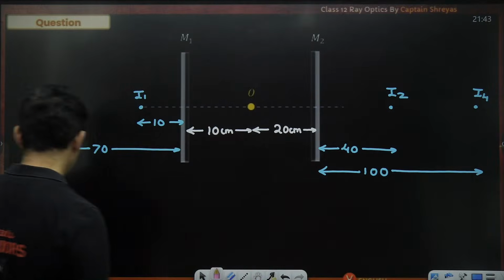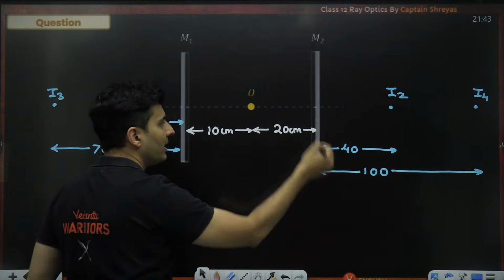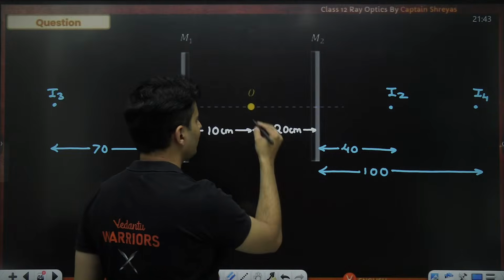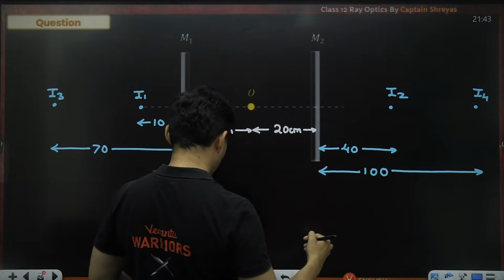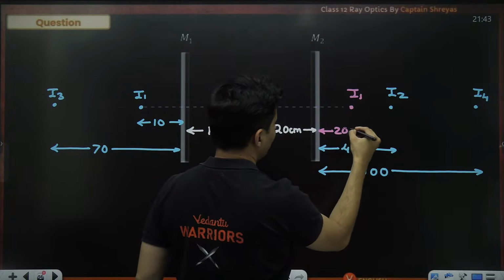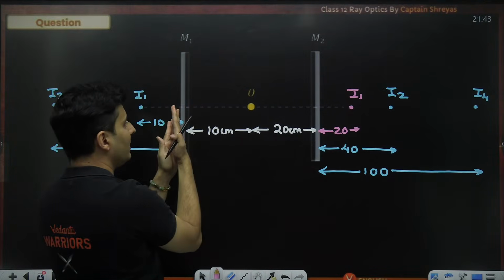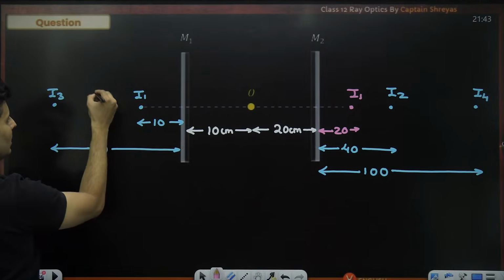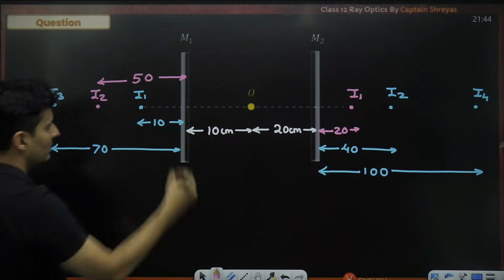Now use the same logic for the reflection from mirror number 2. We started off with mirror 1 first, so we are starting off with mirror 2 now. So 20 in front, so 20 behind. So this will be I1. This will be 20, of course, like this. This image will act like an object for this mirror. So 20 plus 20, 40, 40 plus 10, 50. So 50 behind. So this will be I2. This will be 50, of course.